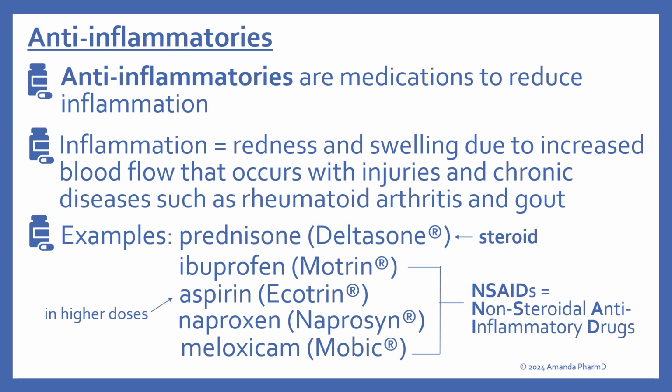Next are the anti-inflammatories. Anti-inflammatories are medications to reduce inflammation. Inflammation means redness and swelling due to increased blood flow that occurs with injuries and chronic diseases such as rheumatoid arthritis and gout. Some examples of anti-inflammatories include prednisone, which is Deltasone, and that's a steroid. And there's ibuprofen, brand name is Motrin, aspirin, its brand name is Ecotrin, naproxen, brand name is Naprosyn, and meloxicam, its brand name is Mobic.